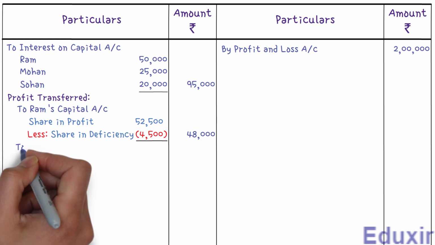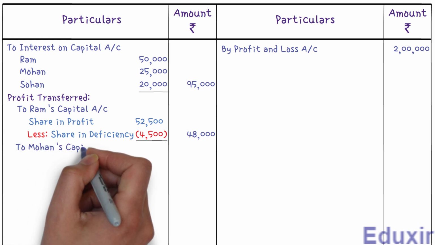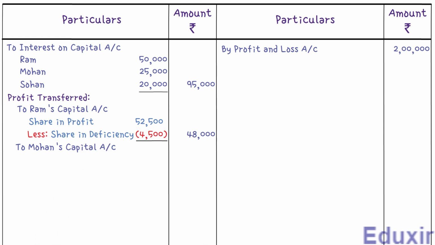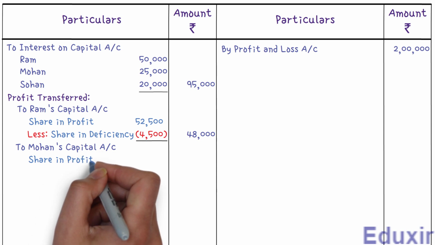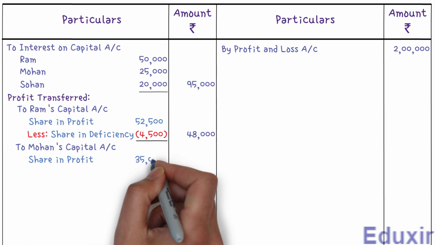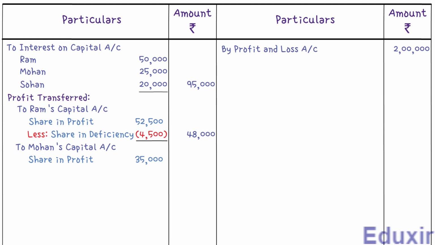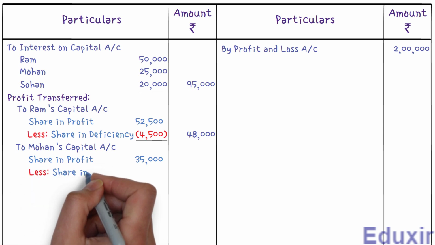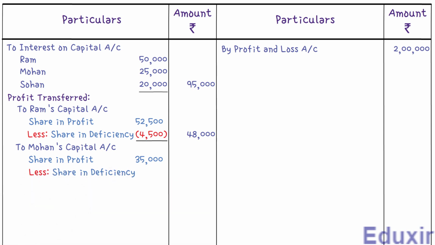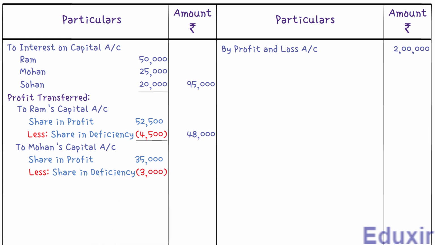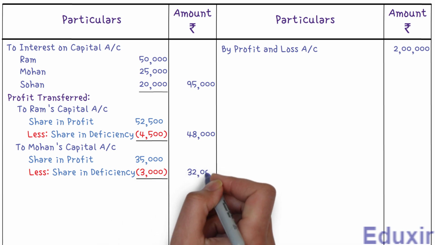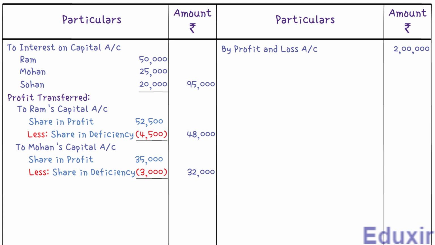Let us then write to Mohan's capital account. Let us then write partner Mohan's share in profit calculated as per the profit sharing ratio, which is 35,000 rupees. From this, let us lessen his contribution to the partner Sohan's profit share deficiency from guaranteed amount. This is 3,000 rupees. Now from 35,000 rupees, if we subtract 3,000 rupees, we get 32,000 rupees. Let us write this amount in the amount column.